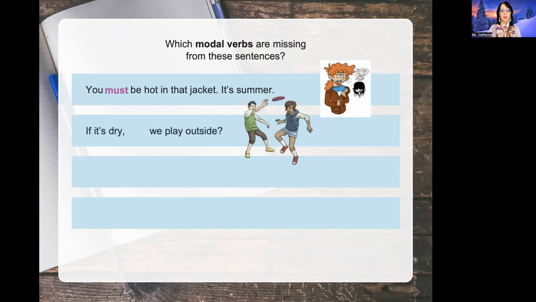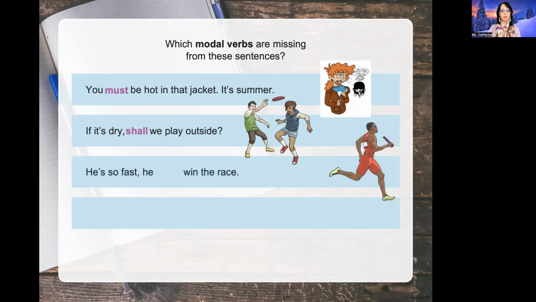If it's dry, blank, we play outside. Now, this is a tricky one. Shall we play outside? Remember, this is an offer or suggestion. If it's dry, shall we play outside? We're offering or we're suggesting.